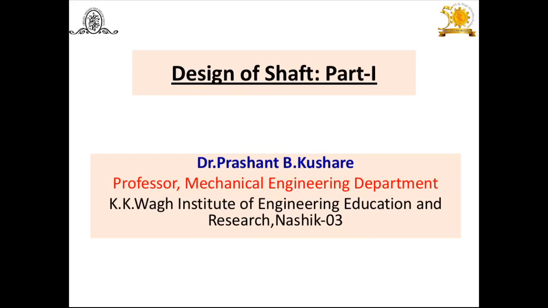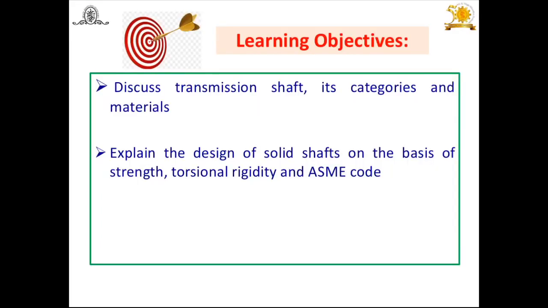In today's session, we are going to discuss design of solid shafts and criteria used for the design of shaft. Learning objectives of today's session: discuss transmission shaft, its categories and materials used for the shafts. Second objective: explain the design of solid shafts on the basis of strength, torsional rigidity and ASME code used for the design of shaft.